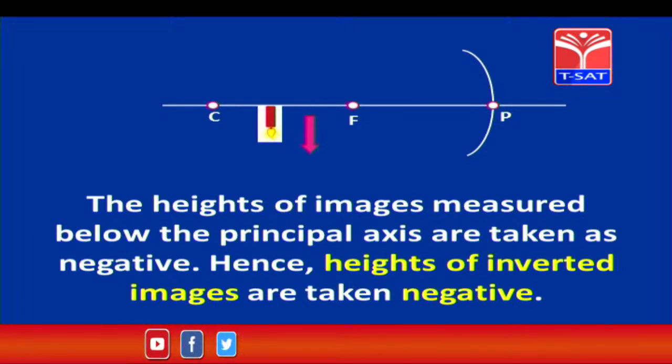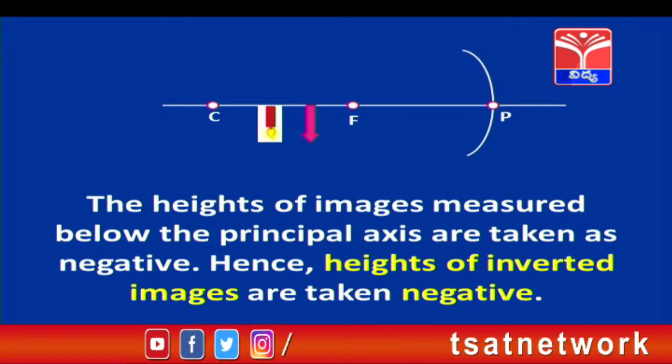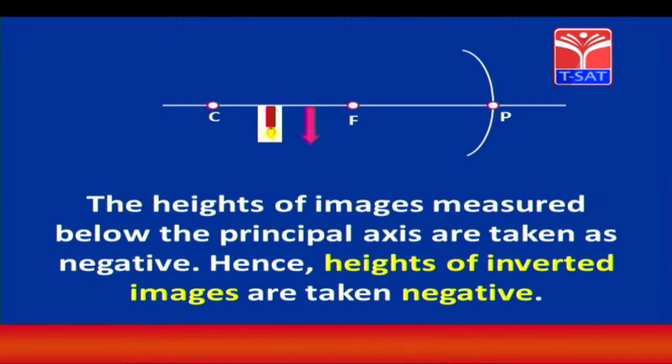Is it clear children? What does it mean? Measurement below the principal axis has to be taken negative. That means height of the real image, height of the inverted image is taken as negative. Is it clear children? So children, I hope you have understood all the three rules properly. Let us try to put them together here.